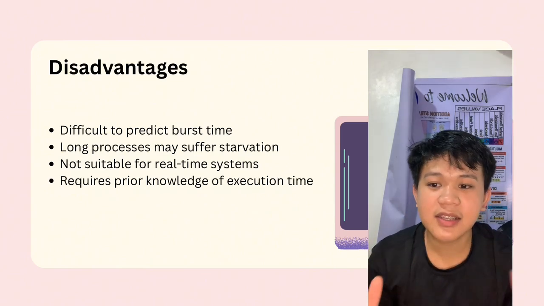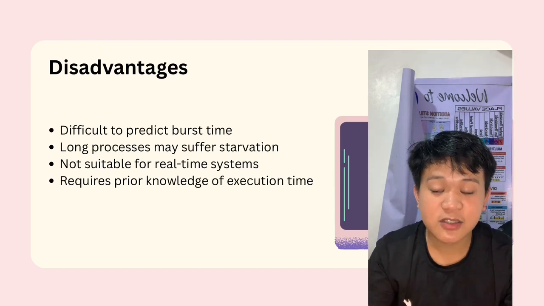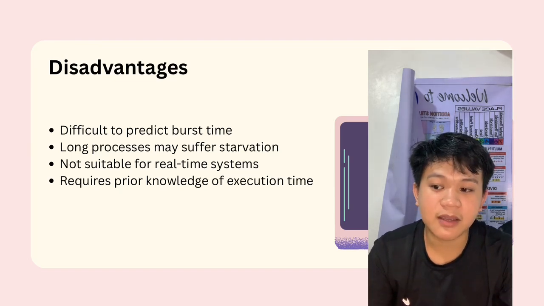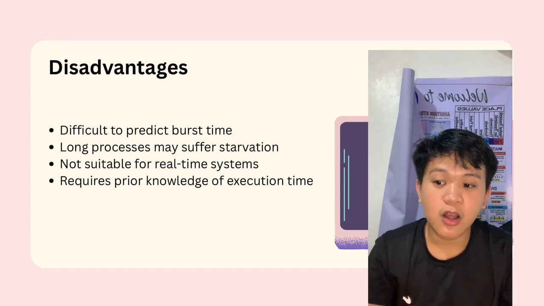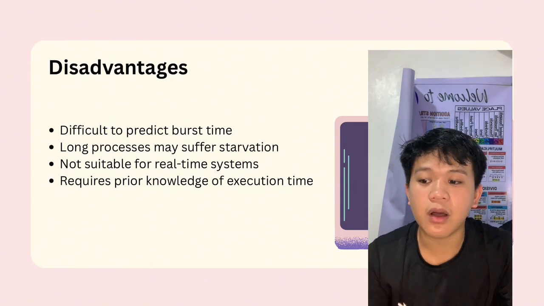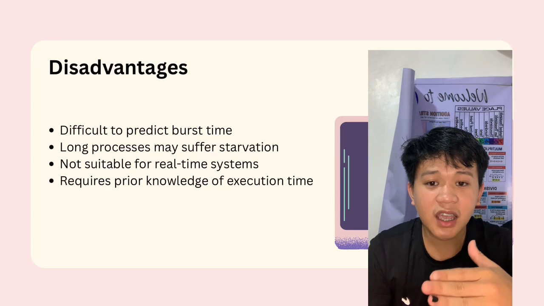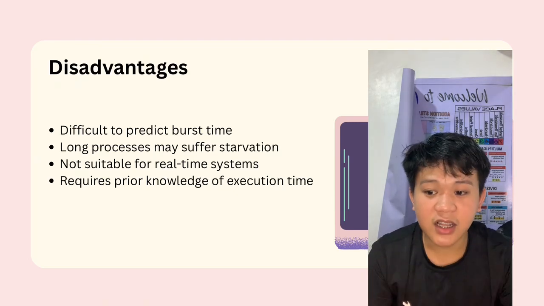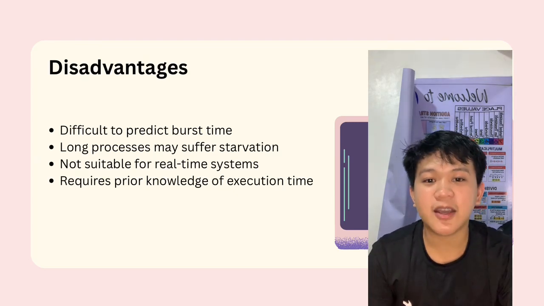However, SJF also has disadvantages. The biggest problem is that burst time is hard to predict. Long processes may suffer from starvation, meaning they wait too long. Because of this, SJF is not ideal for real-time systems.